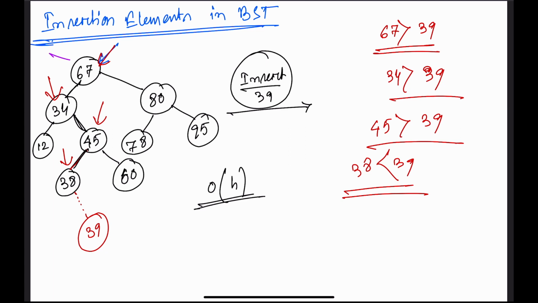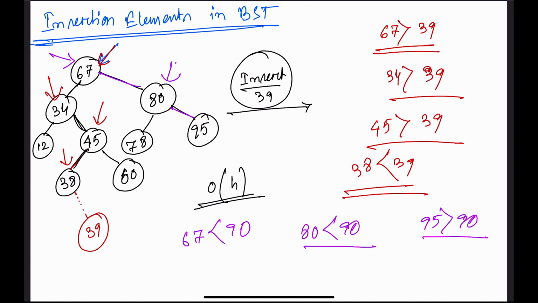Now if you want to insert 90, then what will happen? Then obviously the cursor will check here. 67 is less than 90. Then it will come here. It will check 80 less than 90. Then obviously it will come here. Now 95 is greater than 90. That means it is going to come here and add 90. That's it. In this way we can add data.